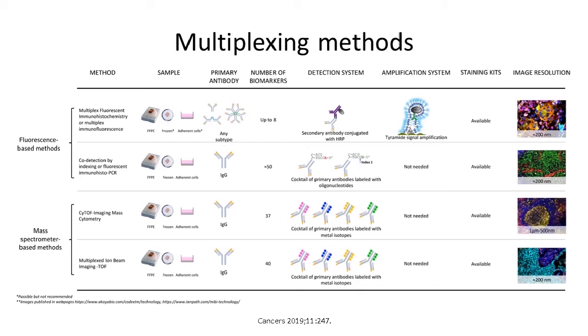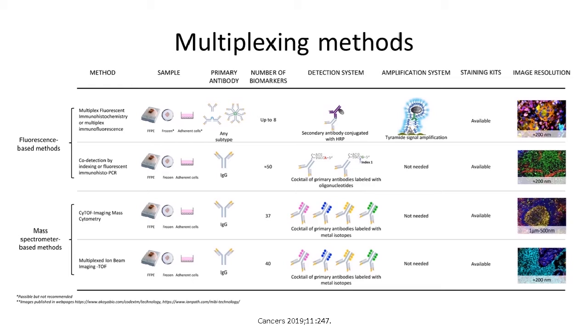So if we think about multiplexing methods, I think we can define them as anything that can simultaneously demonstrate the presence of proteins in tissue, from 3 markers up to now 100 markers in the same slide. Of course, there are different levels of complexity, and there are also many different methods of actually achieving this.